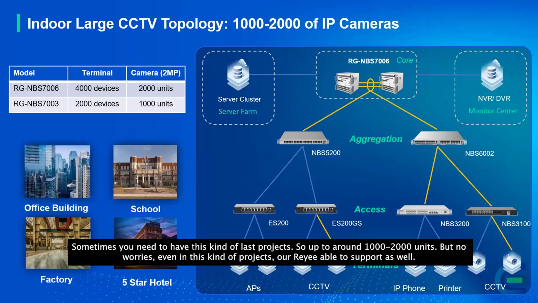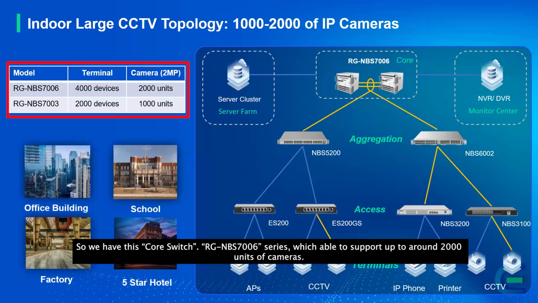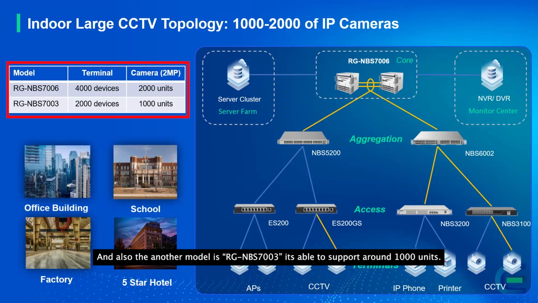You may have this kind of large project. Yeah, so up to around 1000 units or around 2000 units. But no worries, even in this kind of project, our Ruijie is able to support it as well. We have this core switch, the MBS 3006 series, which is able to support up to around 2000 units of cameras. And another model, the 7003, is able to support around 1000 units.